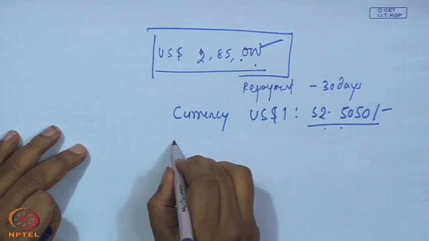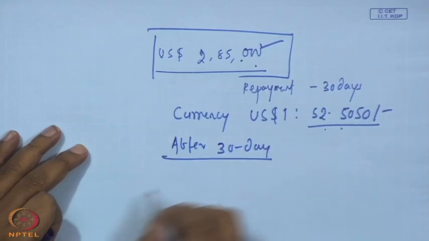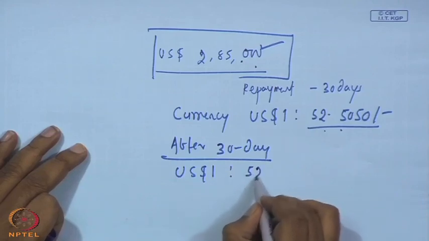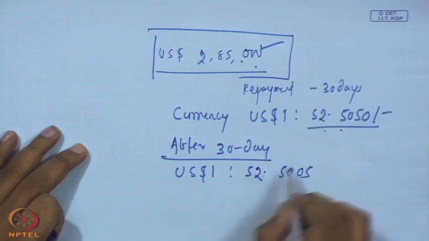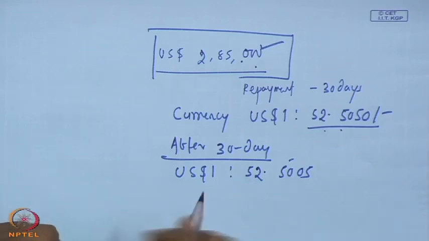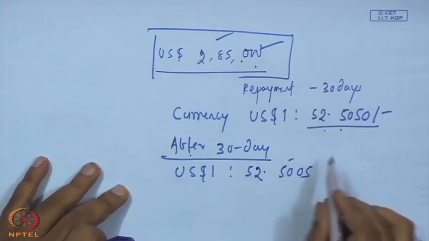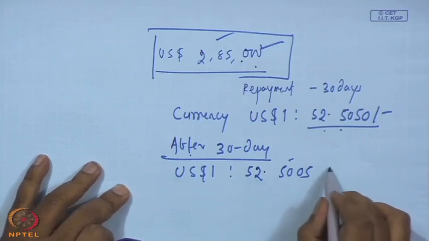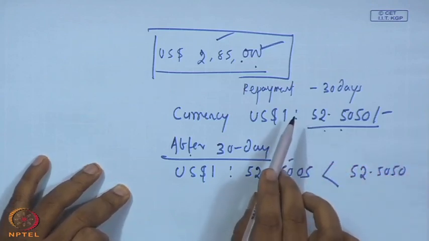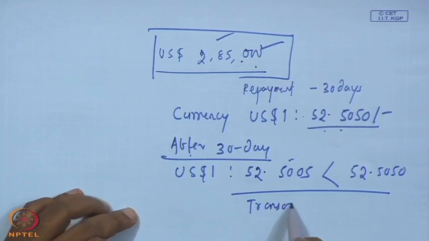Suppose the US dollar after 30 days is quoted at 52.5005. When the exporter gets the $2,85,000 after 30 days, he will convert at the current rate. The current rate is 52.5000, which is less than 52.5050, which was prevailing one month before when he actually exported. So it creates a transaction loss.